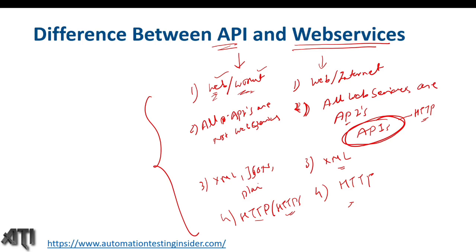However, when I start providing the notes on my blog, I'll provide the complete difference between API and web services as well. I hope it is clear: whatever APIs we have on the web are called web services, and APIs are the communication between two or more computer programs on the web or maybe without the web as well.